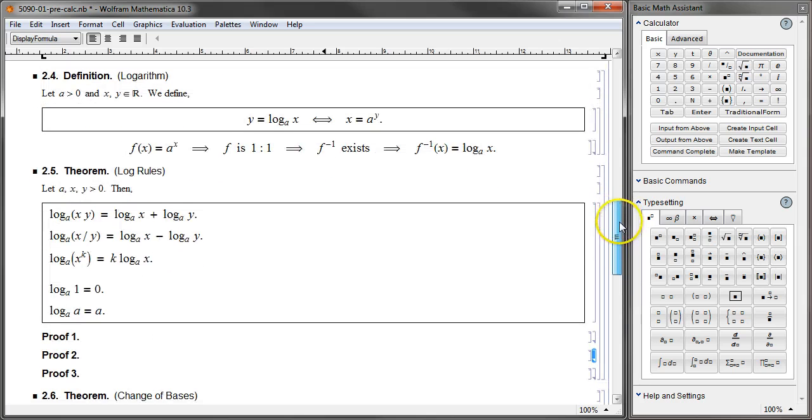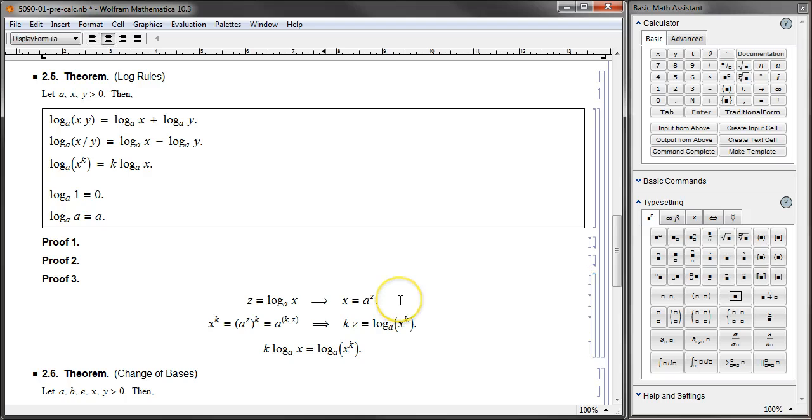Okay, the third rule, this is going to be a bit easier as a matter of fact, because we have only one logarithm, so we're going to name this one as z. And we use the definition. Log a of x is z, so x is a to the z power. And we want to calculate x to the k power, so let's do that. x to the k power is a to the z power to the k power. This one, so we use exponent rule, a to the kz power.